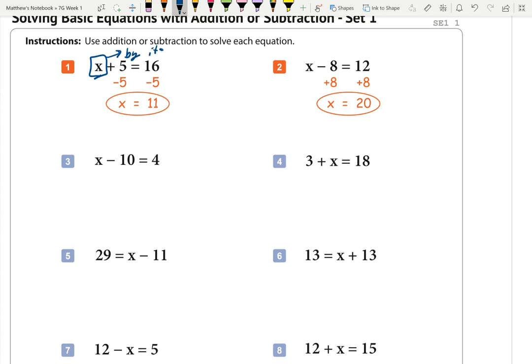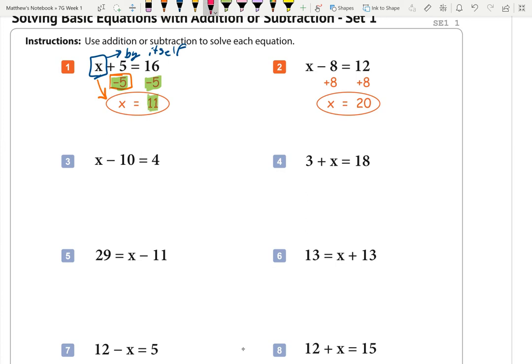by itself. And in order to do that, we're going to have to do the opposite of whatever it's paired with. Meaning if we're adding 5 to x, we're going to subtract 5. That way we get just x on the left side of the equation. And then of course what you do to one side of the equation you have to do to the other, and so that's how we end up with 11 on the right side.